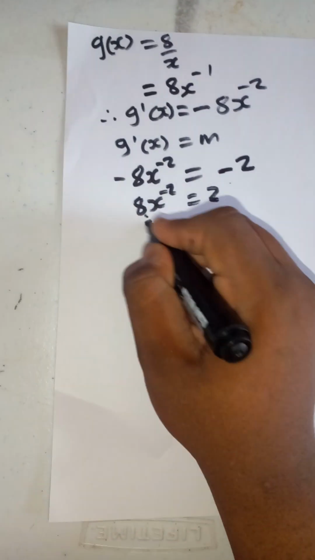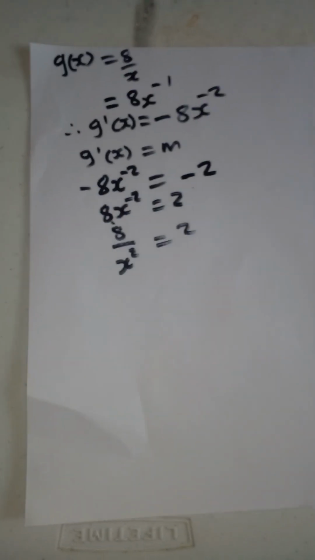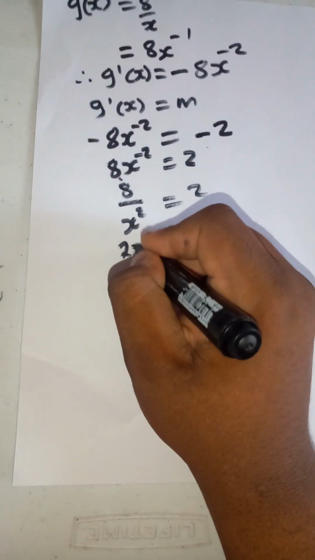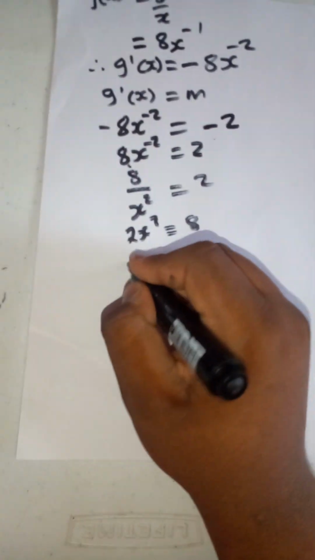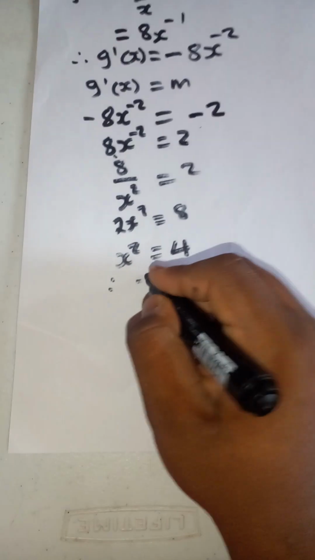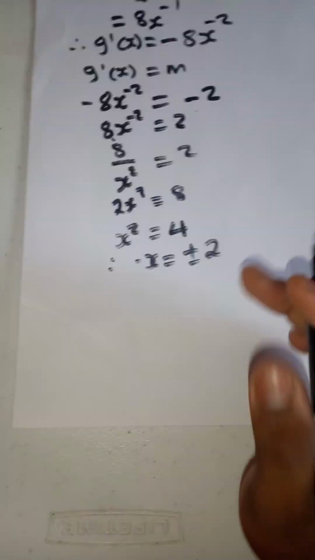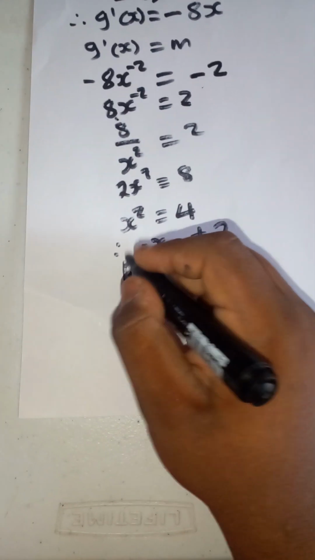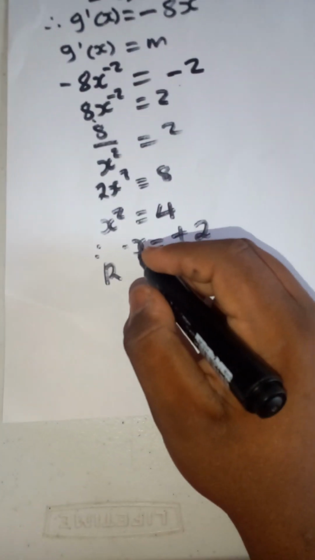And this one I can write as 8 over x squared, which is equal to 2, because this is the inverse form of it. Then cross multiply: 2x squared is equal to 8. Divide both sides by 2. I have x squared equal to 4. Therefore, x is equal to plus or minus 2. And now we can find the coordinates of r.